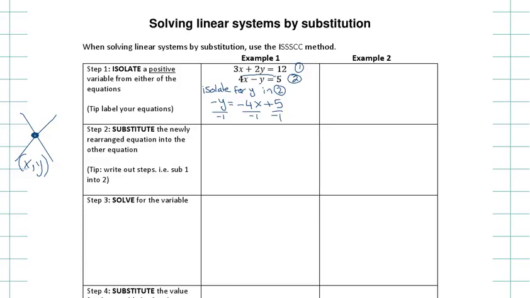Are you okay with that, Alex? Yeah, I'm keeping up a little bit. Okay? So you see how this is a negative 1 right here. If I divide by negative 1, they cancel. So now I have y equals 4x minus 5.